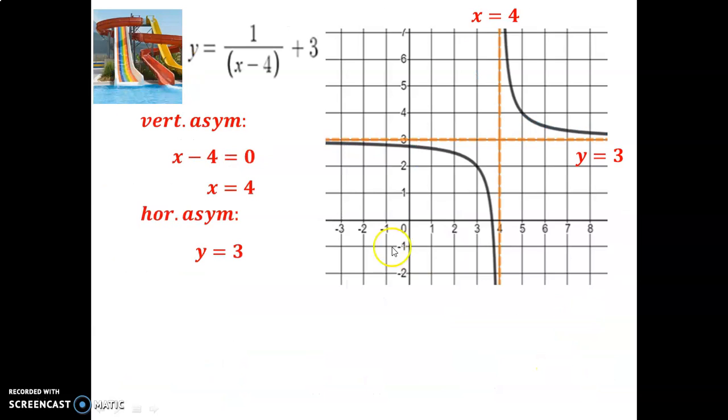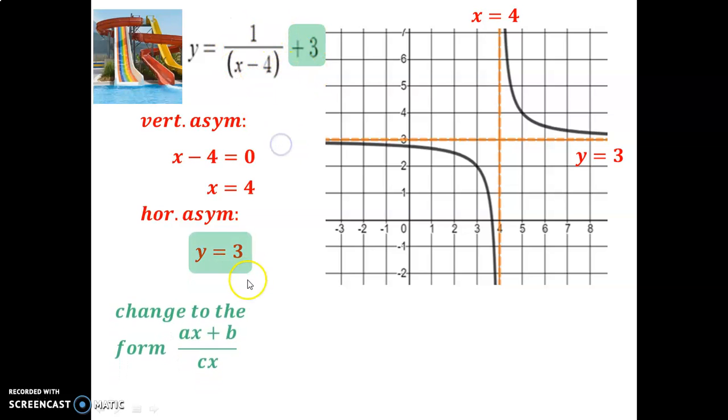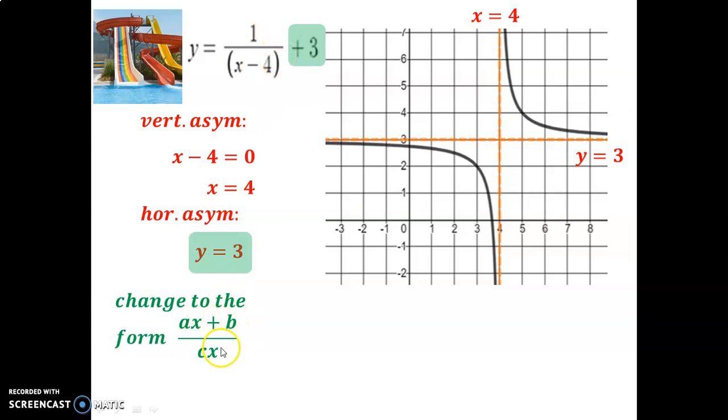Okay, let's look at it back to the swimming pool problem. We have the slide. We created this model. We know our vertical asymptote, x minus 4, set it equal to 0, x equals 4. There's our vertical asymptote. Our horizontal asymptote is that number there, the 3. All right, so our horizontal asymptote is 3. That's the way we looked at it before. But let's take this one now and change the form as well. So can we change this one to this form? So try it now.